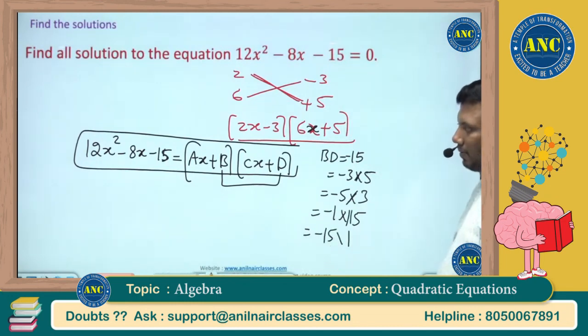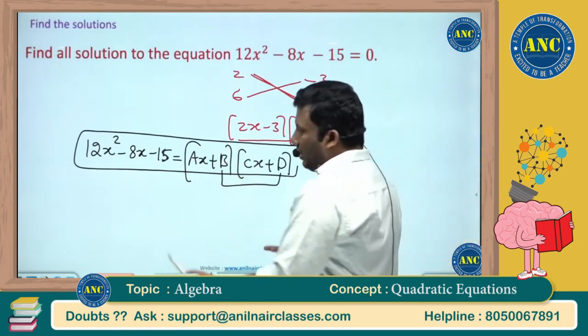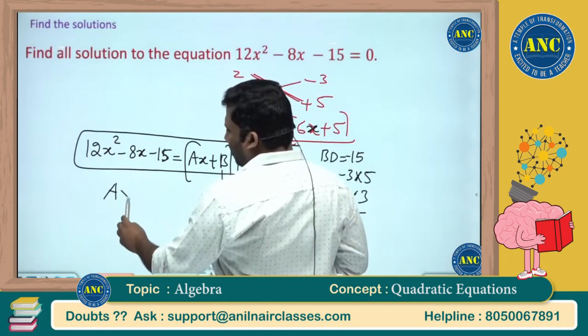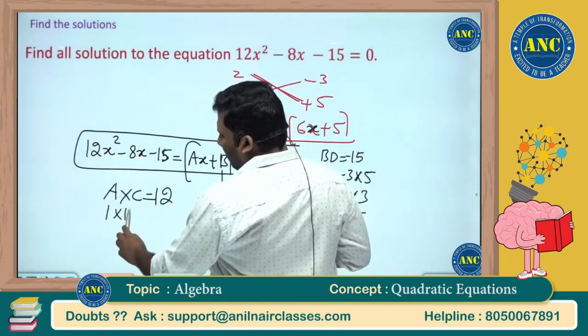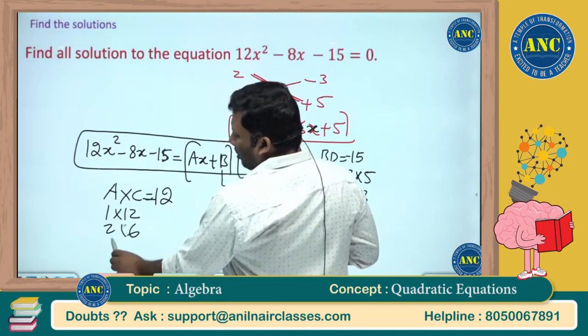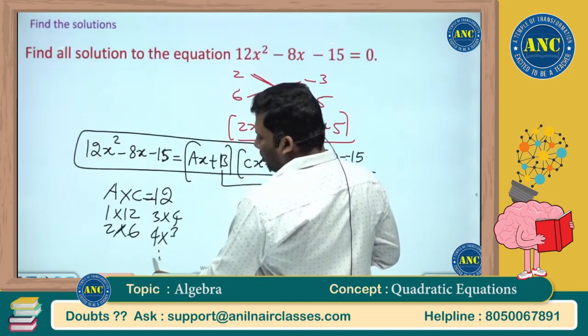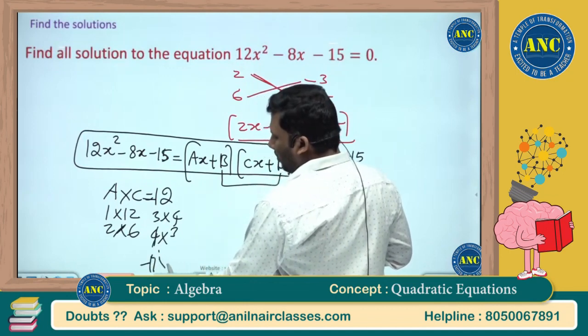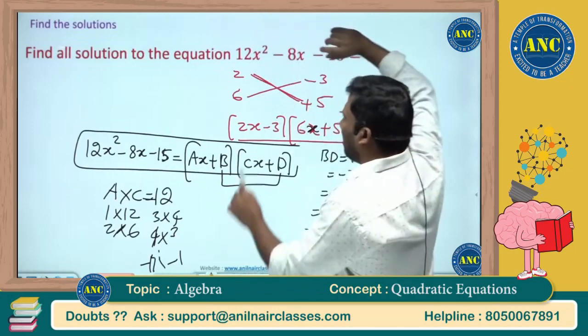Any cases will happen. Similarly, a into c is given by 12. It can be 1 into 12, 2 into 6, 3 into 4, 4 into 3, and so on up to minus 12 into minus 1. Now you will understand why this diagonal cross method is working.